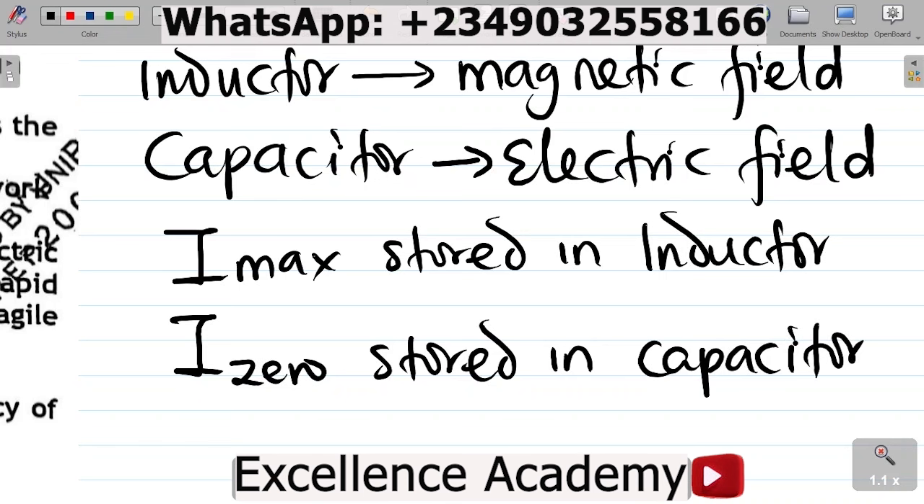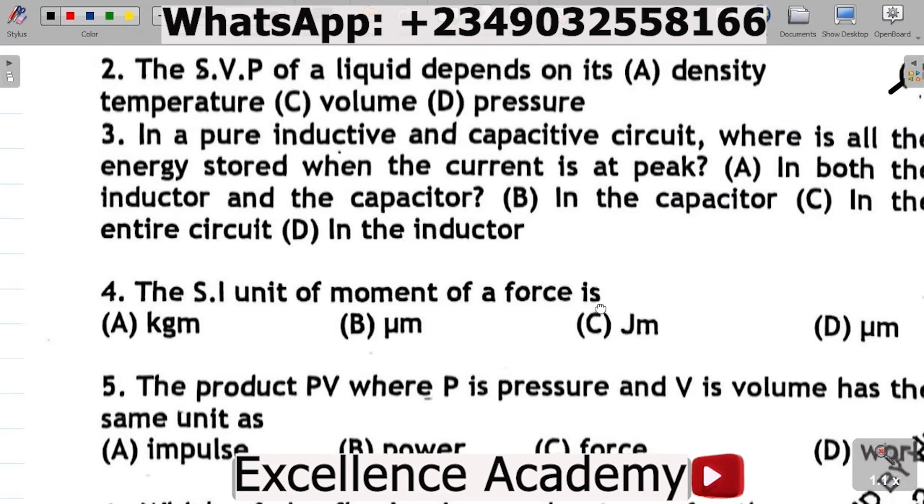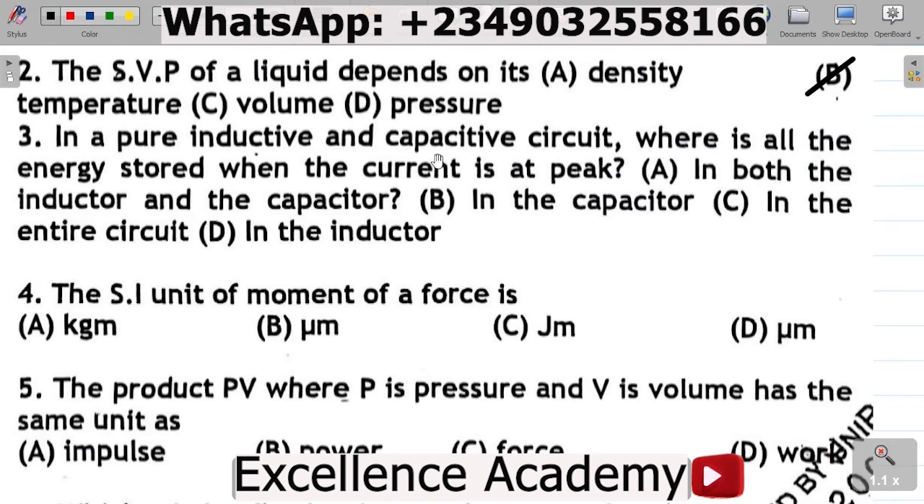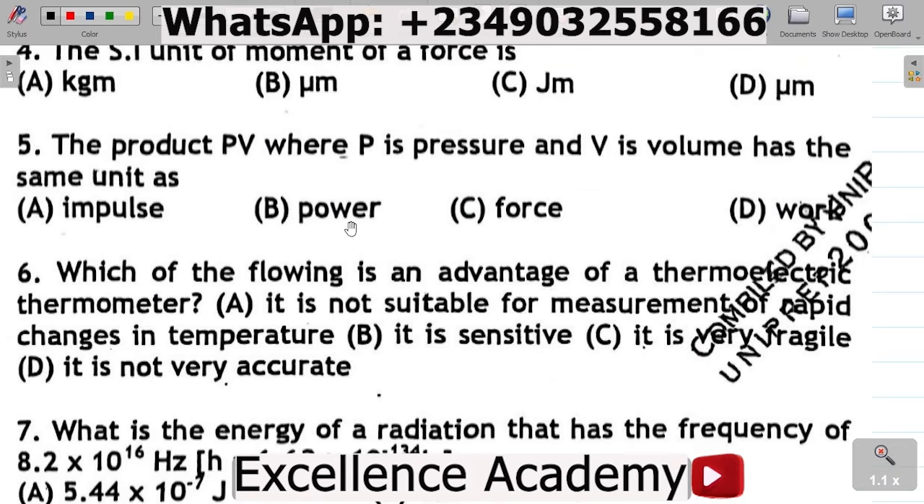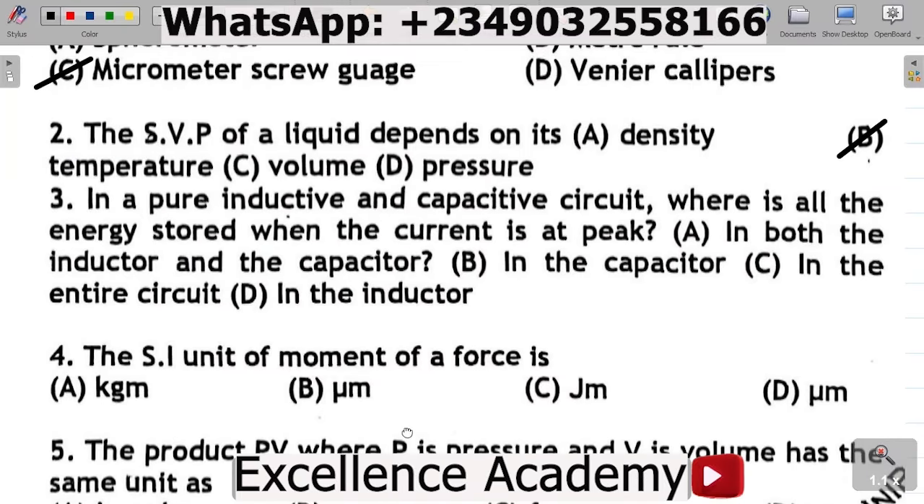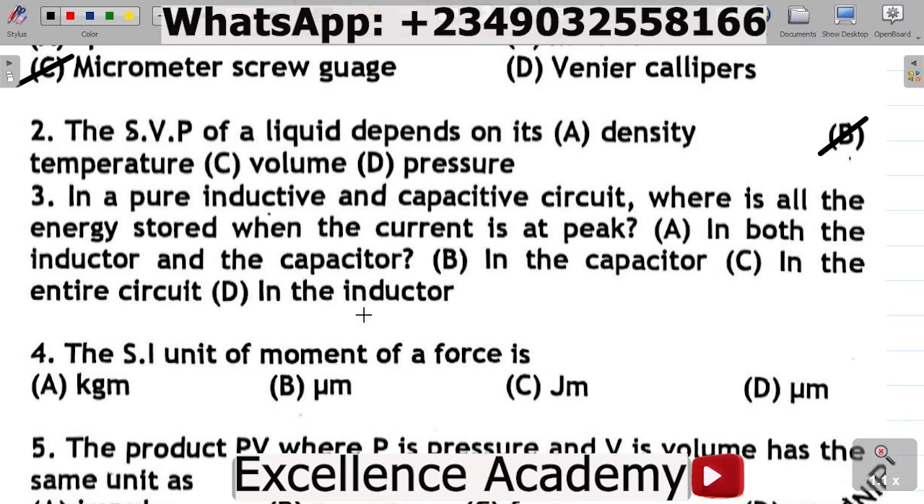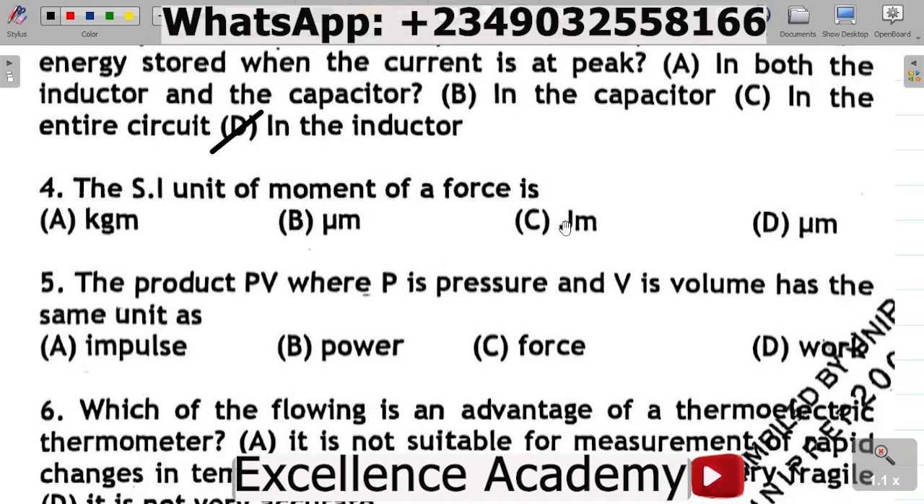So hence, from the question here, they said in a pure inductive and capacitive circuit where all the energy is stored, where is all the energy stored when the current is at its peak? By peak, they mean maximum. And from here, we said the answer is the inductor. So at its peak, or at its maximum, the energy is stored in the inductor. So take note, that's D. Meanwhile, when the current is zero, it will be in the capacitor. So please take note of this.